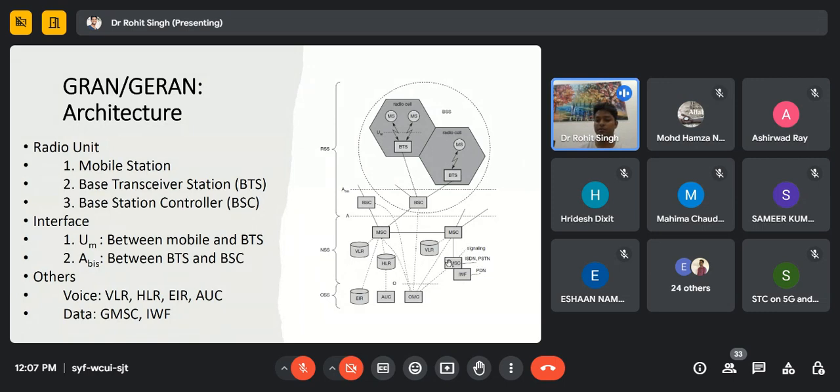There are some other boxes as well, which are very straightforward to know: EIR, Authentication Center, OMC, Operation and Maintenance Center. These have nothing to do with the transmission. So this is roughly the idea of how your call is made, how the base transceiver system is controlled by the BSC, and the BSC is controlled by the MSC, and different MSCs are interconnected in the core network. So this is how a full network is made.